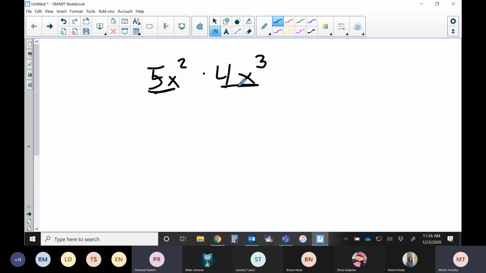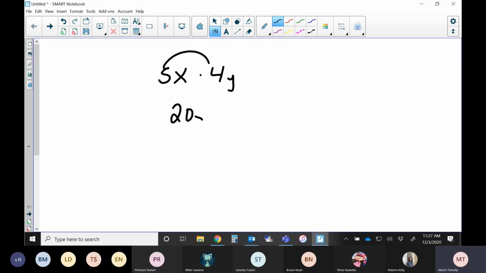No, the exponent's different. Right. I couldn't add them, but I'm not adding them because I am multiplying them. I can actually multiply them. So that would become 20x to the 5th. What I mean is if I have 5x and I multiply that by 4y, can I multiply them? Heck yeah. 5 times 4 is 20, and then you just write xy behind it.